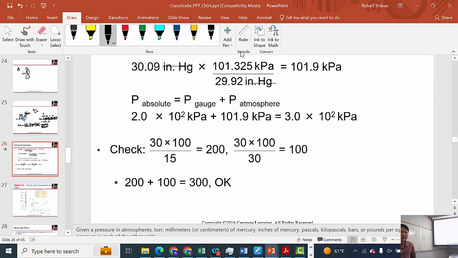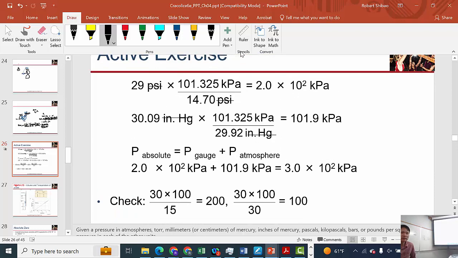Okay. So the book did it. They got 300 kilopascals. They did it differently, though. There are a lot of different ways you could do this. They went from psi to kilopascals directly. I didn't.